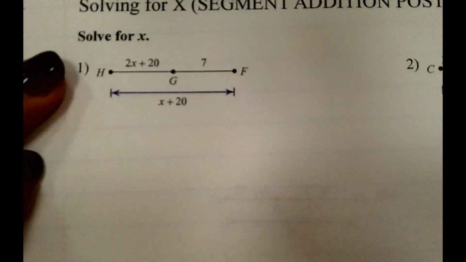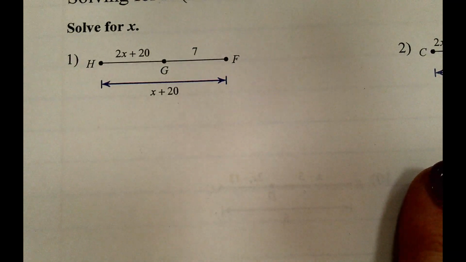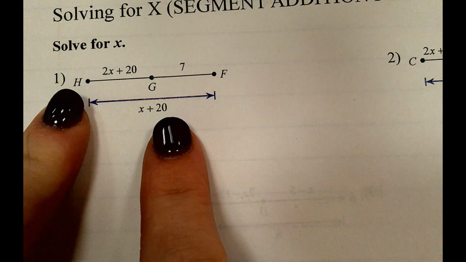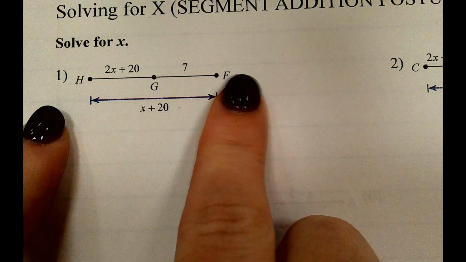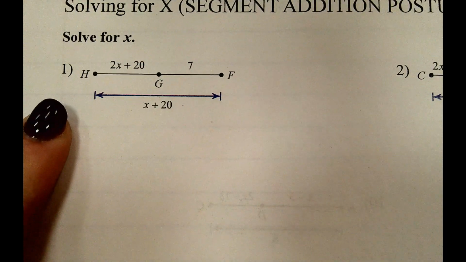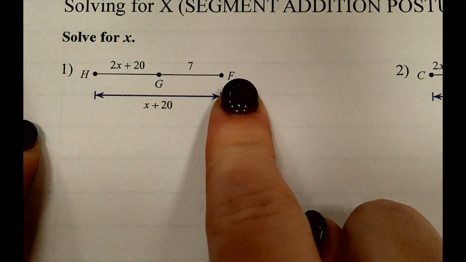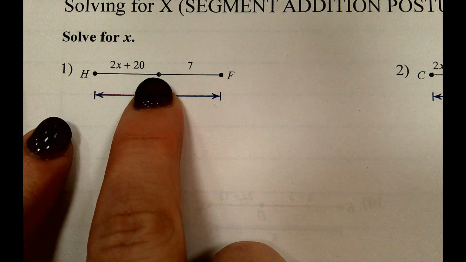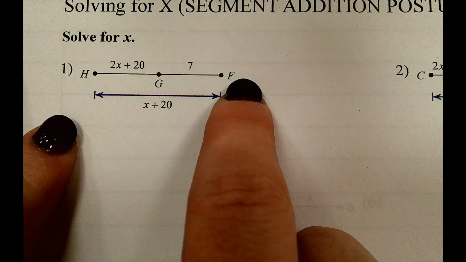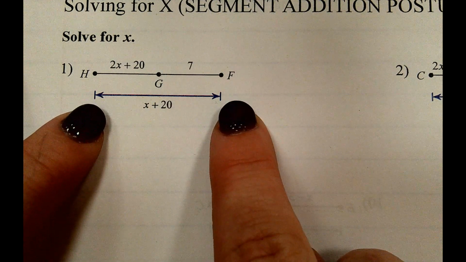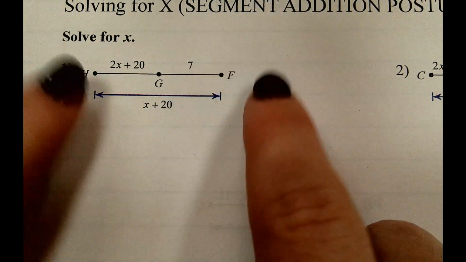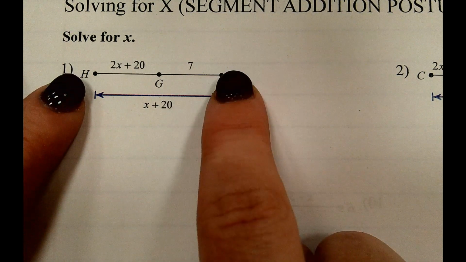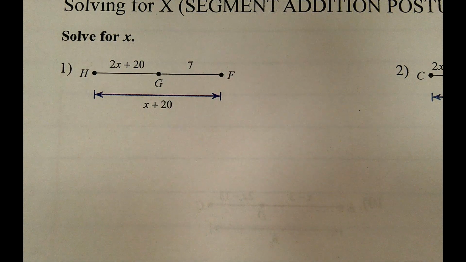Awesome. So this is using the segment addition postulate. We just did some examples with simple numbers. Now we're looking at something a little more complex. So here's what is happening. Here's how they label things. We have H, G, F. I know that from H to G, we have 2x plus 20. Okay. From G to F, 7. And this at the bottom, where they do a line and then 2 kind of stoppers on the ends, this is telling you the length of the whole segment, HF. They just have it labeled a little bit differently.